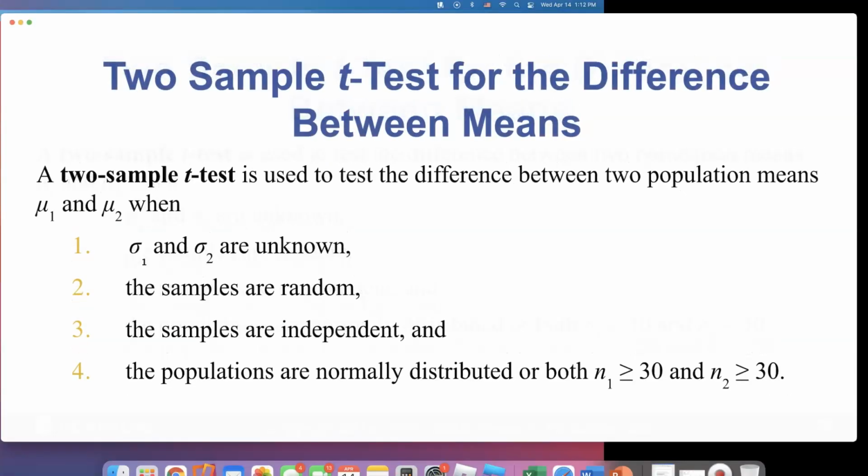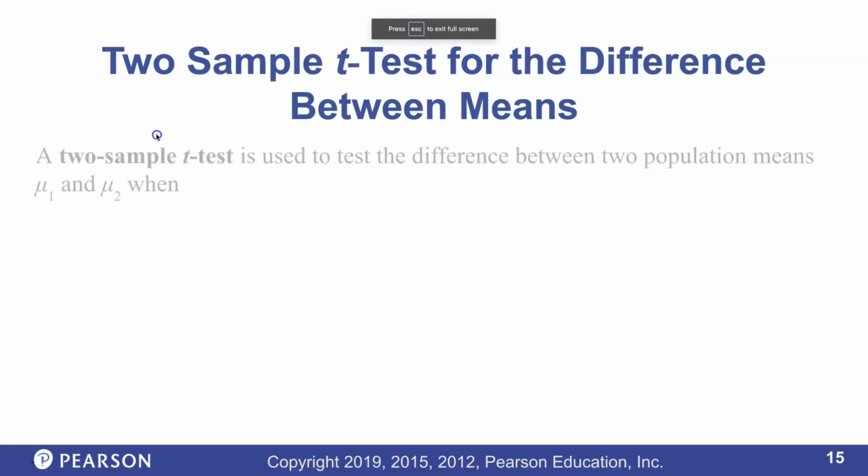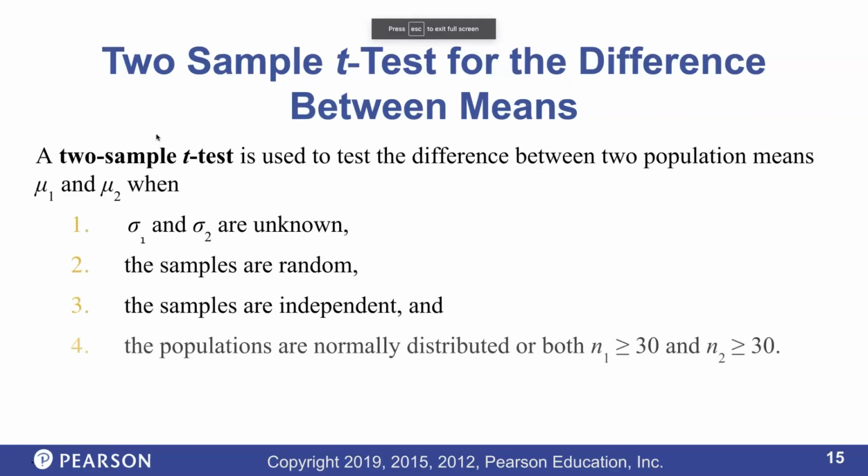So both sample size 1 and sample size 2 have to be greater than or equal to 30, okay?